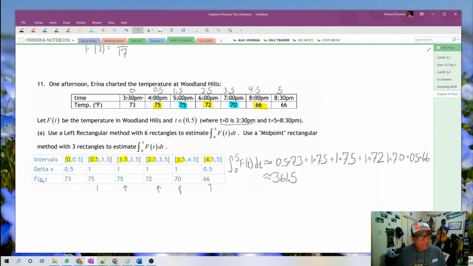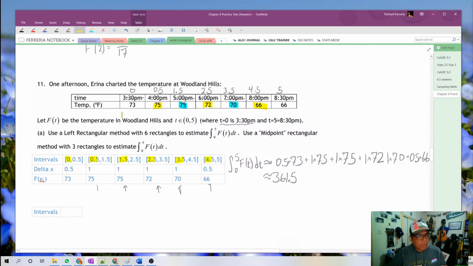361.5. So that's our left rectangular method. The next one would be a midpoint rectangular method. And for this one, we're going to need another chart. So in this method, we're going to have to make our interval width 2 of the squares that we see over here.